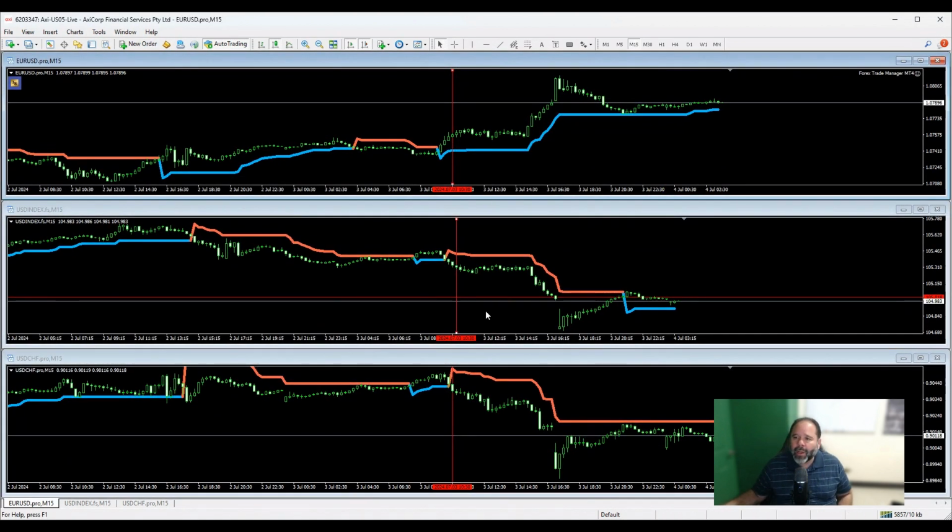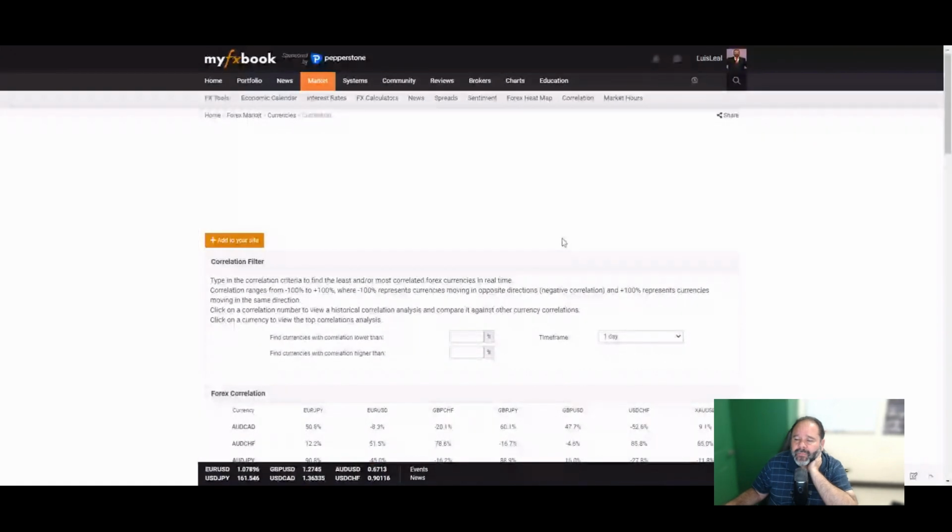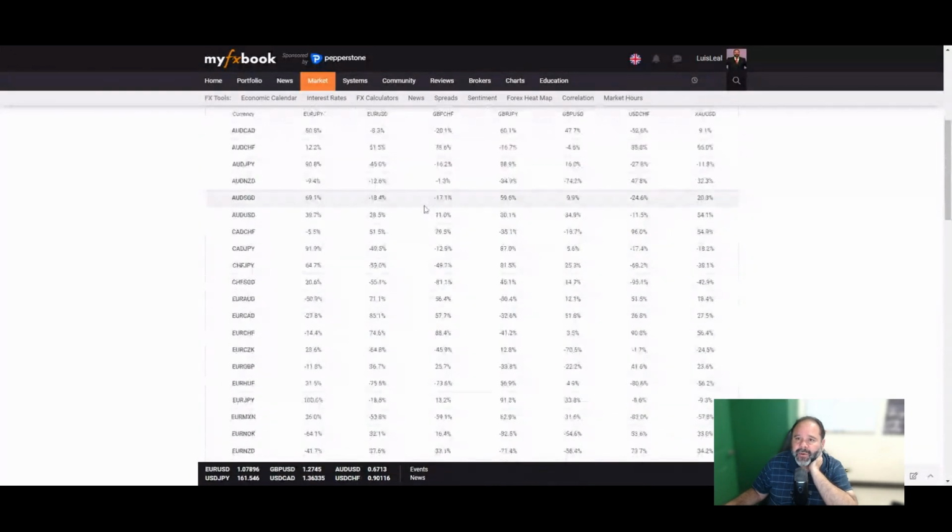So now I want to explain to you, where do you see these pairs? How can you find these correlated pairs? I'm going to add the page where you can do it. Let me share this one. It's on MyFXBook. If you go to myfxbook.com, you will see right here it says correlation. I'm going to click on correlation, and then you're going to see this page right here.